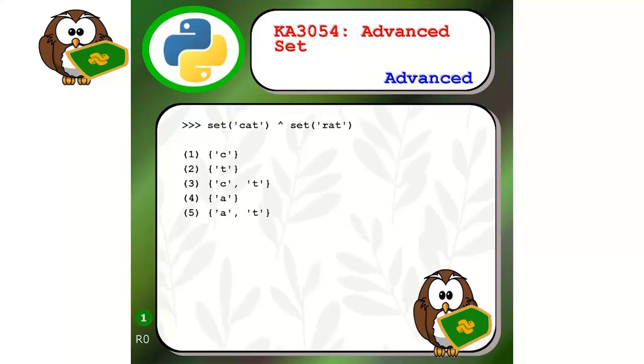KA3054 Advanced Set. A new question for today will be covered up in our next book. Set cat with the caret of set rat will give us 1C, 2T, 3CT, 4A, or 5A and T each in the set. Finally, another new question would be how to intercept the ampersand operator. Would we be using a single underamper, a double underamper, 3, a double underamp, 4, a single dunderamp, or 5, a dunderamperand? Say that 3 times.